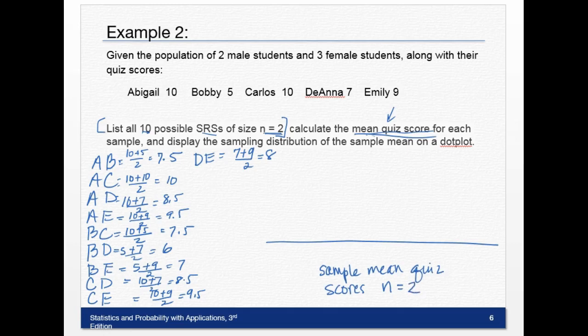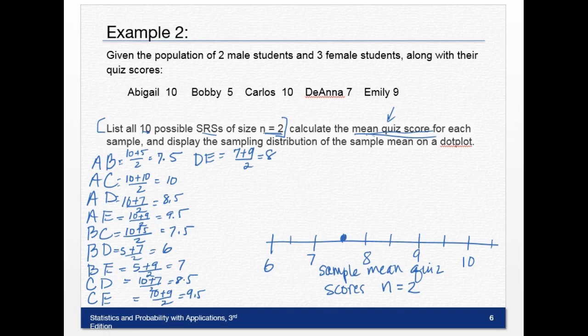All right, so look at our range here. Lowest one was 6, and the highest is 10. So we'll go 6, 6.5, 7, 7.5, 8, 8.5, 9, 9.5, 10. All right, and then you put dots where the dots go.